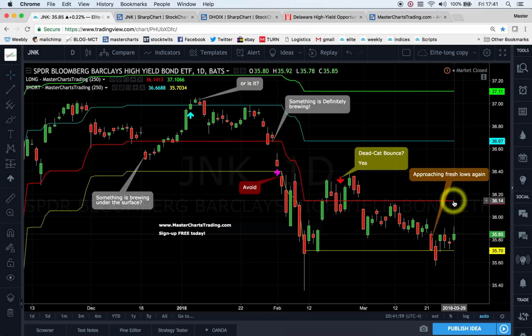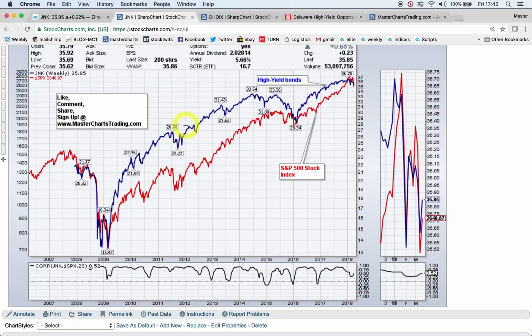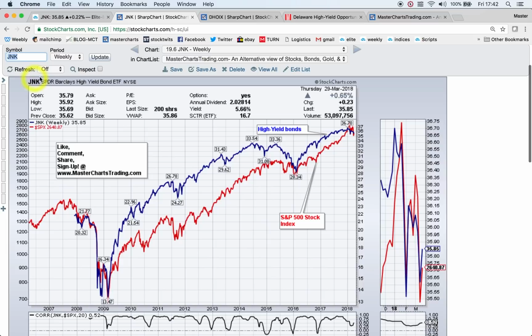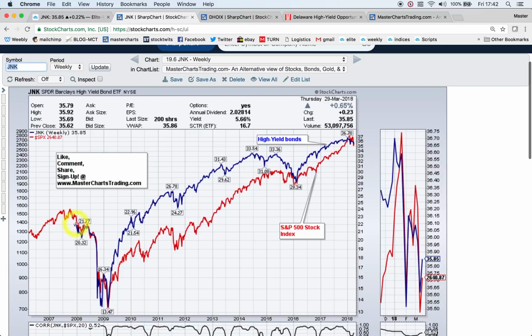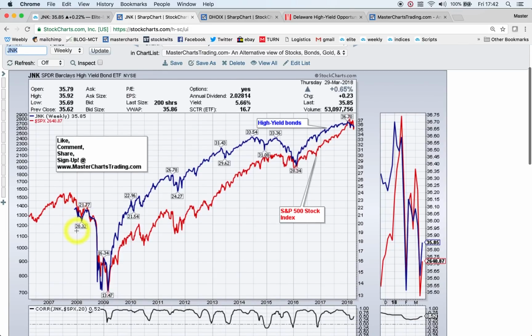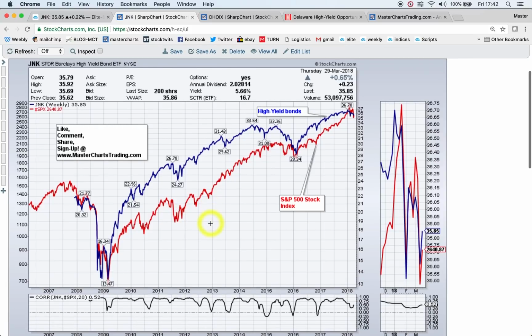And therein lies the problem with the stocks. Why? So here is junk bonds, JNK, on a weekly time frame, going back to 2008, and JNK was launched in 2007, I believe, so the data is relatively new. But just looking visually at these charts, you can see that in blue we have the high yield bonds, the JNK itself, and in red we have the S&P 500. You can see that they kind of move together basically.